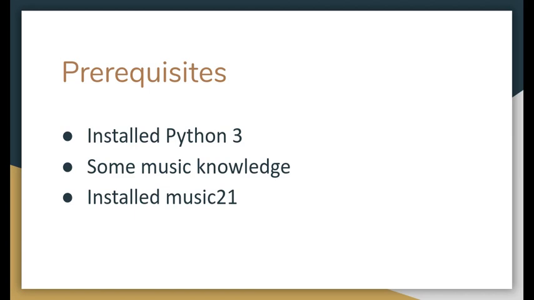So there are a few prereqs that you must have. Music 21 is a Python library, so you need to have Python installed on your machine. And if you're still using Python 2.7, I highly recommend that you upgrade to Python 3.